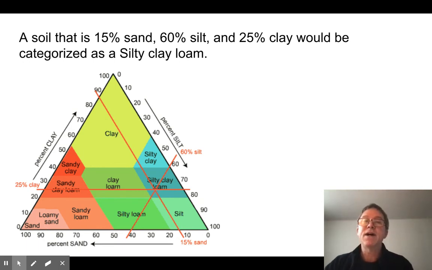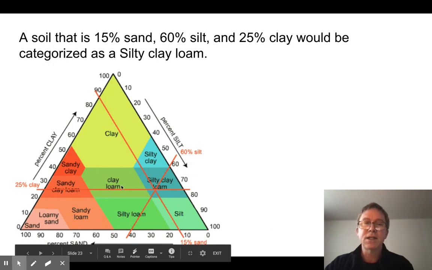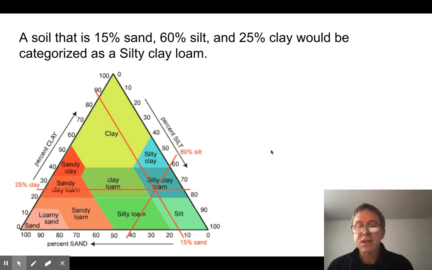But to verify, I'll just say, well, it should be 25% clay. So if I follow the line parallel to the 0 clay axis, I come over here and I see I'm at 25% clay. All right, thanks for watching this. I think that's all I've got for you here.